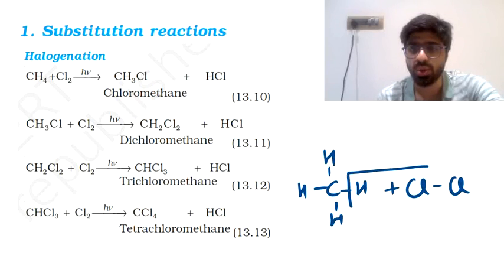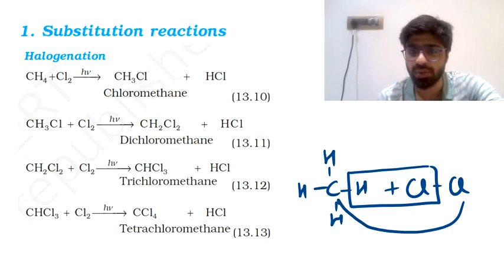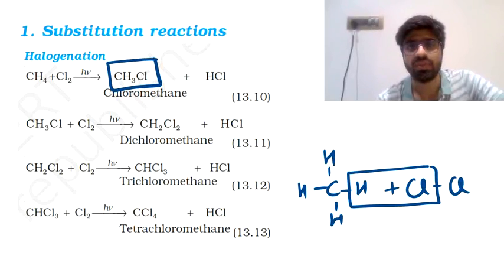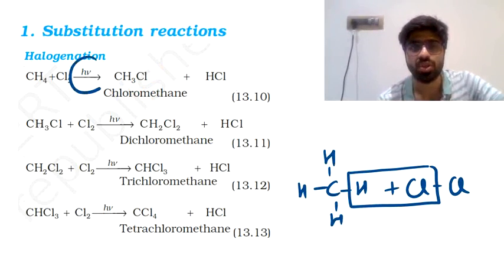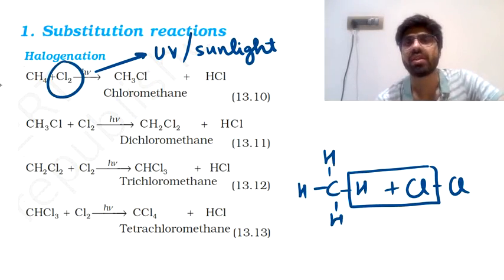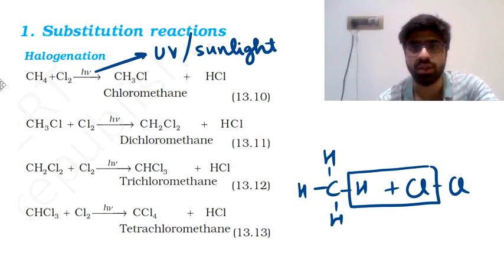This HCl is going to come out, and when that HCl comes out, this chlorine attaches itself with the carbon atom here. So you get the formation of CH3Cl, and this is the HCl which came out. This reaction has to happen in the presence of H nu, that is UV light or sunlight. That UV light or sunlight is helpful for breaking the chlorine bond, and it is only after the breaking of chlorine bond that the reaction can go ahead.